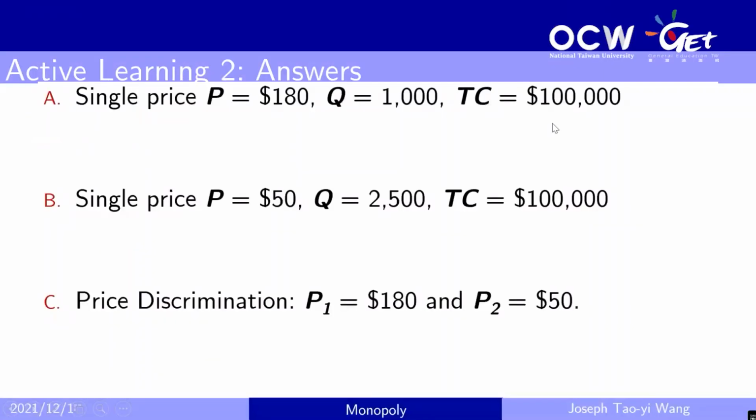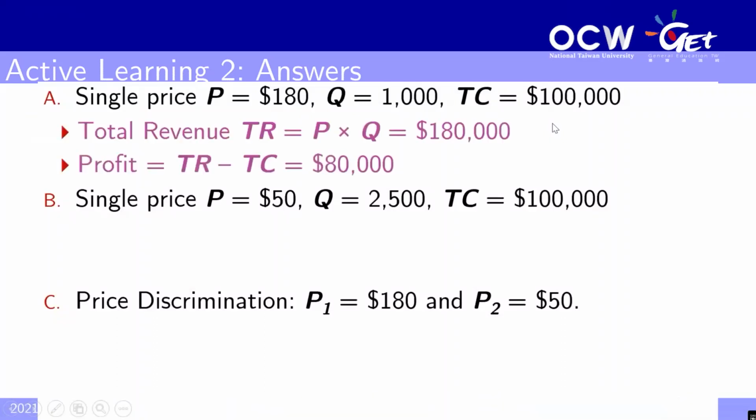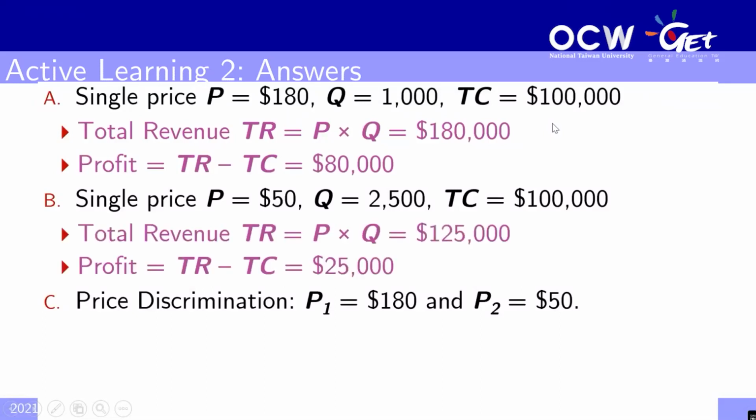Okay, part A, you charge 180, quantity is 1,000. So total revenue is 180,000 minus your total cost of $100,000. So your profit is $80,000. What about if you price at $50? Now quantity becomes 2,500. So total revenue is $125,000, price times quantity. But then total cost is still $100,000. So you minus that. So profit is $25,000. Now here's the tricky part, price discrimination. I charge the first 1,000 people $180, but then I charge the remaining people only $50.